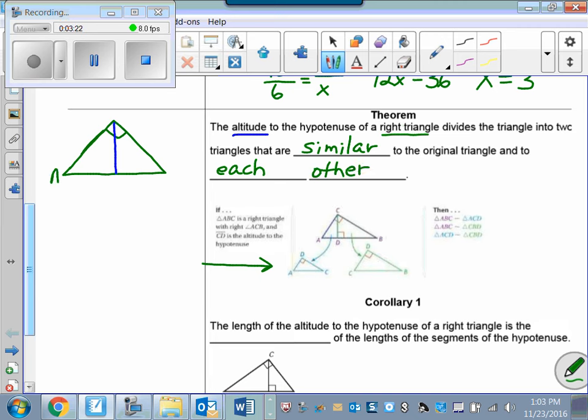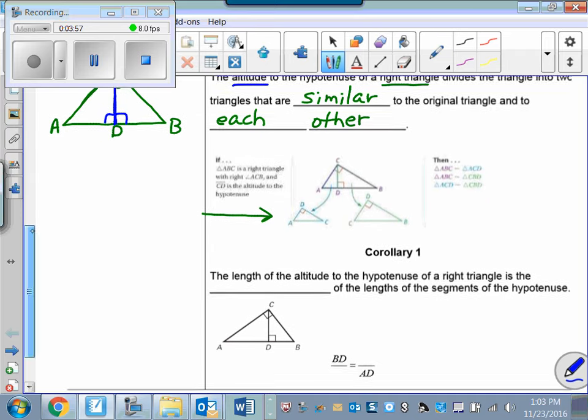Okay, so if I call this A, C, D, B. What happens when I drop this altitude, this blue one right here? By definition the altitude is perpendicular to the base, so I make myself two more right triangles. Now altogether I've got 3 right triangles, and all this theorem tells us is that all 3 of those right triangles are similar. So there we go.